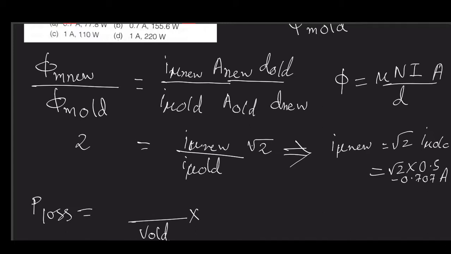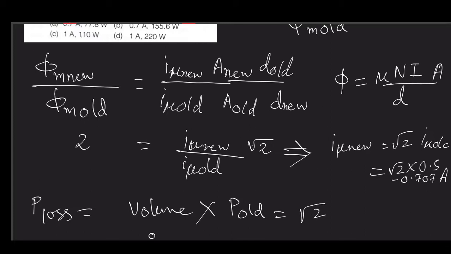Sorry, I'm making a mistake here. Power loss will be volume into P old. So what is the volume? If you increase it by root 2 in all directions, then it is root 2 to the power 3 into P old. So root 2 to the power 3 into 55, that will give us how much? 155.6 watt, right? So this is the answer.